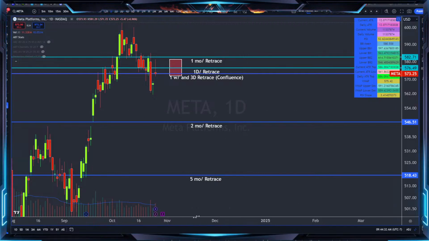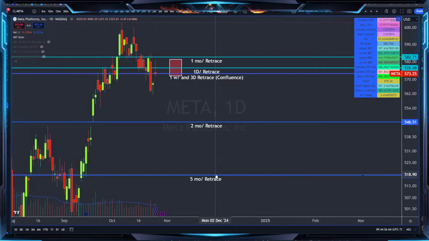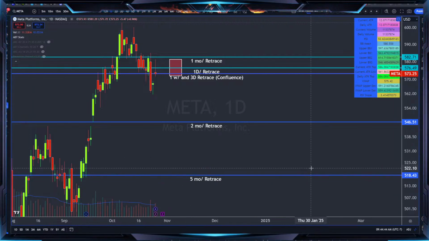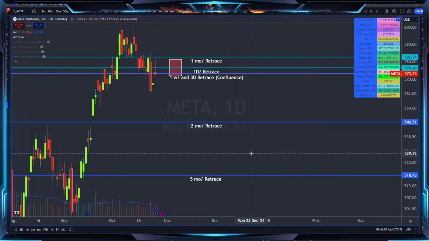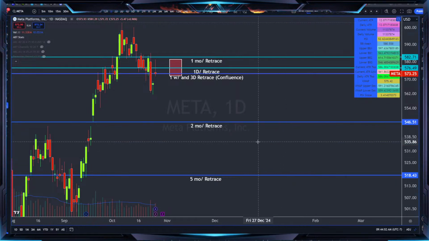So while we have the 5-month retrace all the way to 518, I don't think that we would make that 518 in a single session or two. So why don't we leave the 5-month on the back burner? Okay, we'll talk about that later. Even still, the 546 at the bi-monthly retrace, sitting at 546 to 573, gives it a little bit of a higher probability. Sure, we can do that.